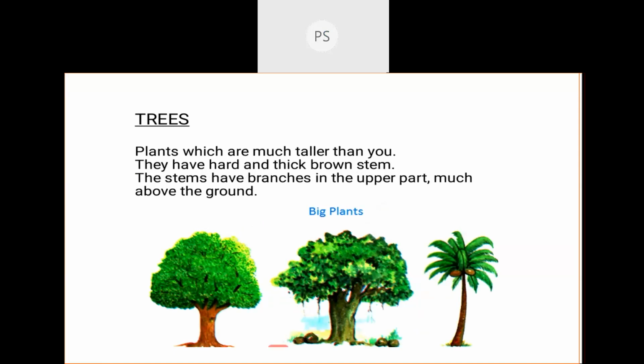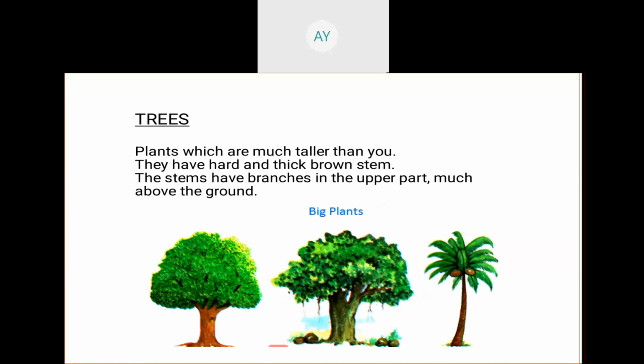What is a tree? Plants which are much taller than you. They are very hard and have a thick brown stem. Why is it a brown stem? You will find a bark covering. That is known as phloem, and through it there is a supply of food to all the parts of the plants. So phloem is the outer surface of the stem region, and it will supply the food from the leaf to all the plant parts.